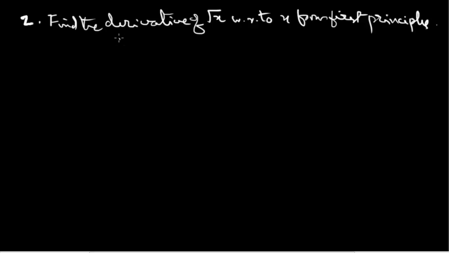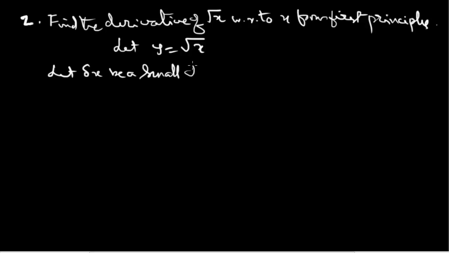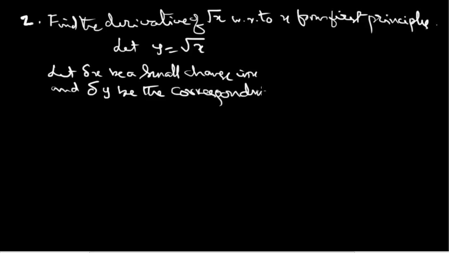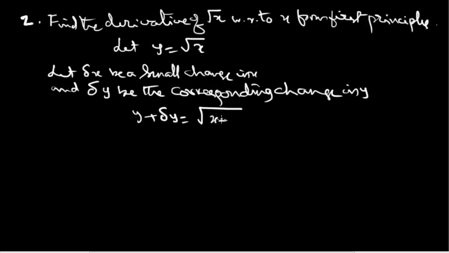Now whenever this type of thing is there, let y is equal to root x. Whatever function is given here, that function you take as y. Same thing, let delta x be a small change in x and delta y be the corresponding change in y. So there we write y plus delta y is equal to root of x plus delta x.